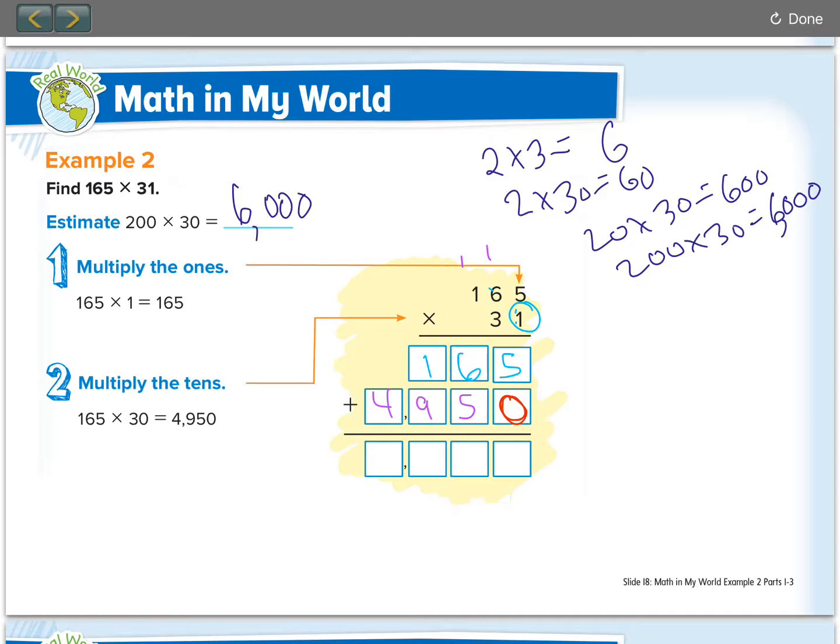I record 5 in the tens column, and I carry my 1 above the 6 in the tens column. Now I say 3 times 6 is 18, and I add the 1 that's above the 6, and I get 19. So in the hundreds column, I write down 9, and I carry my 1. Now I multiply 3 times 1, and I get 3. I add the 1 on top, and I have 4. So my second product is 4,950.